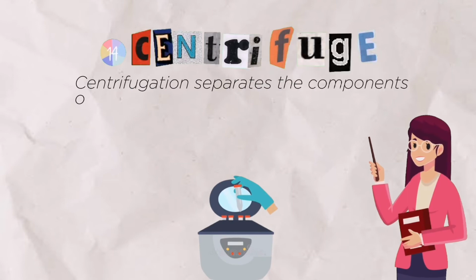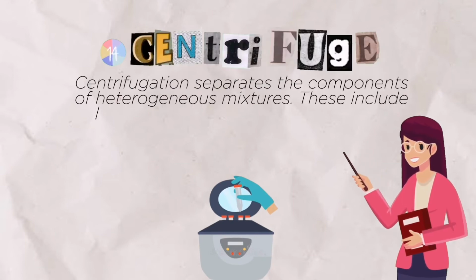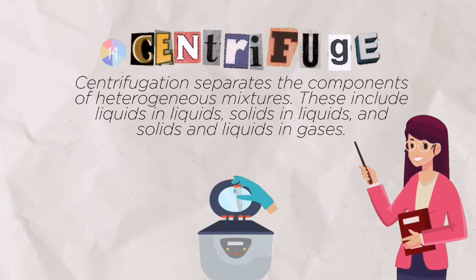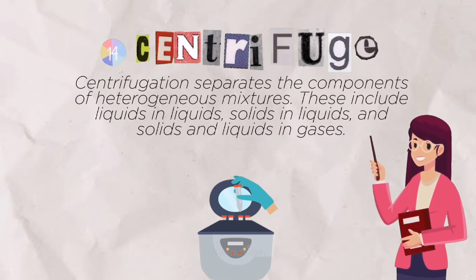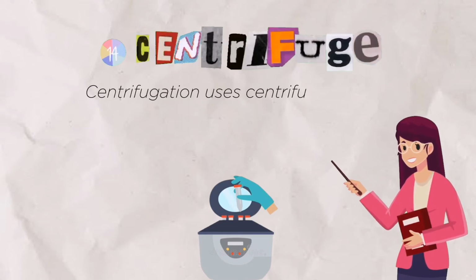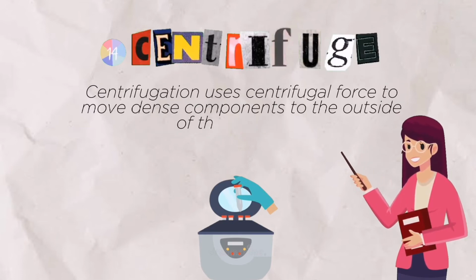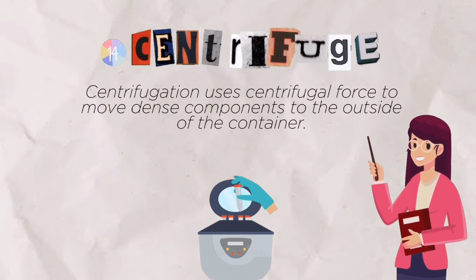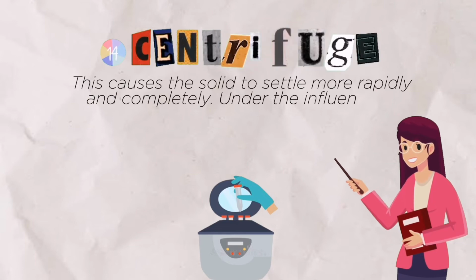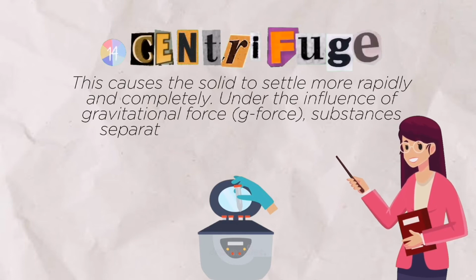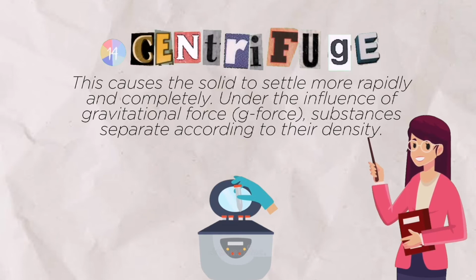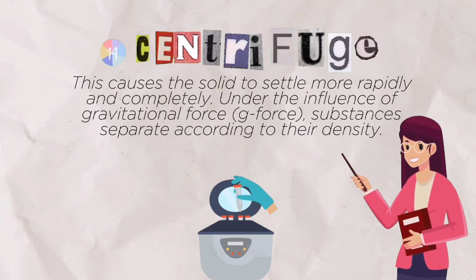Centrifugation separates the components of heterogeneous mixtures. This includes liquids and liquids, solids and liquids, and solids and liquids and gases. Centrifugation uses centrifugal force to move dense components to the outside of the container. This causes the solid to settle more rapidly and completely. Under the influence of gravitational force, substances separate according to their density.